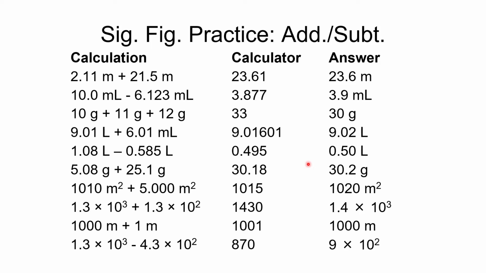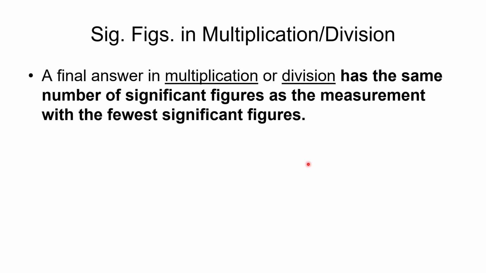So I told you there were 3 rules. The first rule is addition, subtraction. The second rule is multiplication, division. And as I mentioned, that third rule we're going to save for a later time in your lives. But we want to look at multiplication and division. It turns out that the rule for multiplication and division is easier than the rule for addition and subtraction.